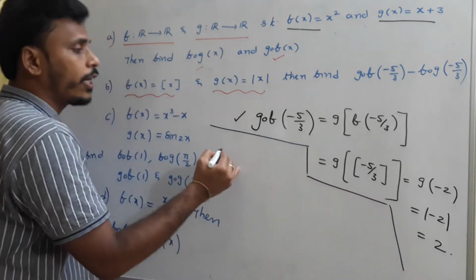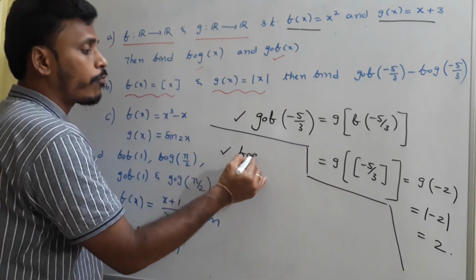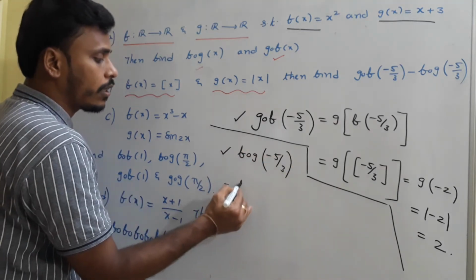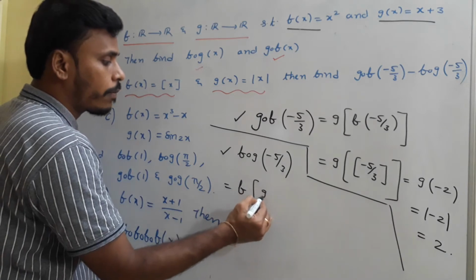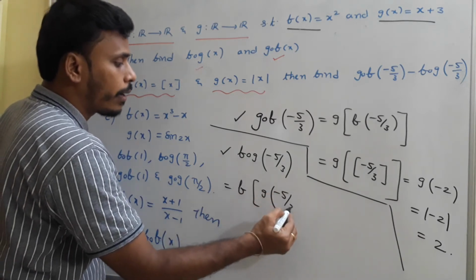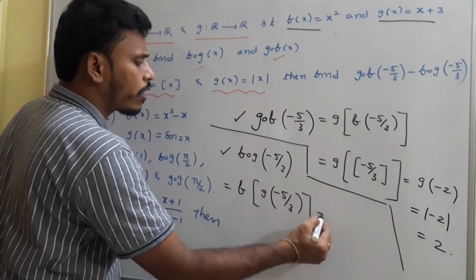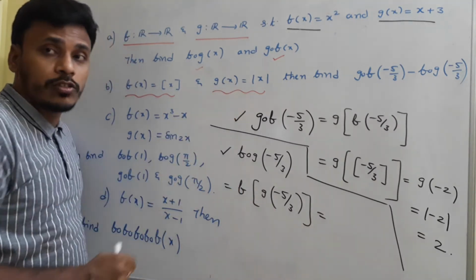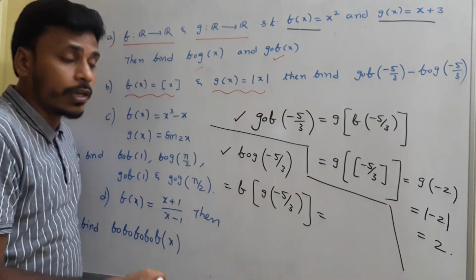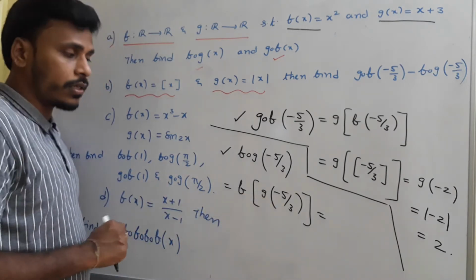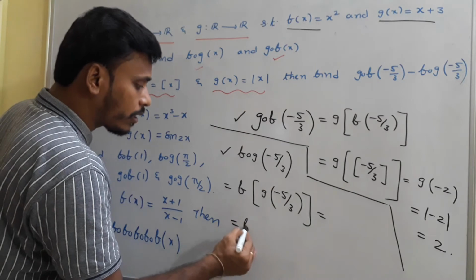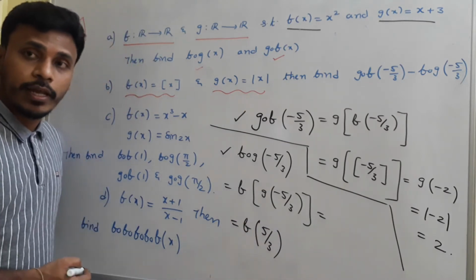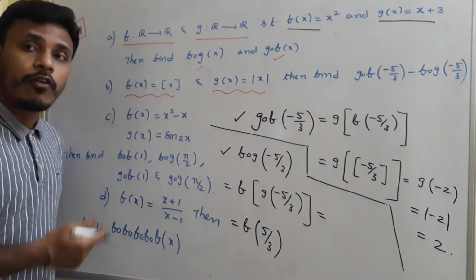Okay, and then we need to calculate f circle g of minus 5 by 3. f circle g of minus 5 by 3 is equal to f of g of minus 5 by 3. So what to say about that g of minus 5 by 3? g of x is modulus of x, right? So g of minus 5 by 3 is modulus of minus 5 by 3. Modulus of minus 5 by 3 will become 5 by 3, right? So f of 5 by 3.